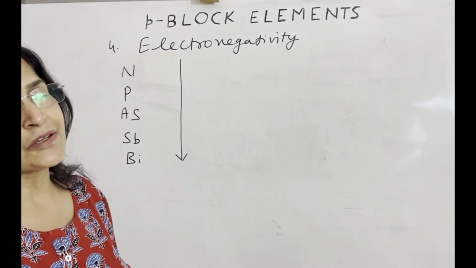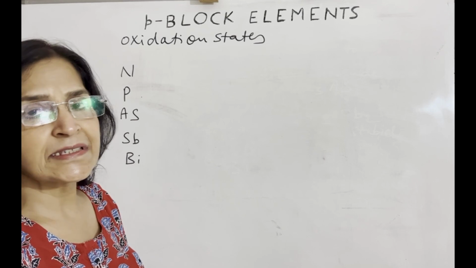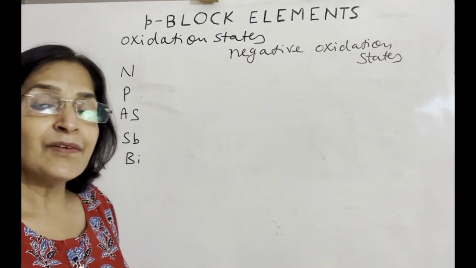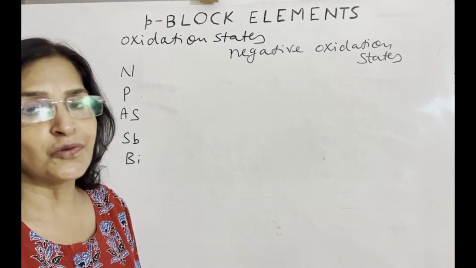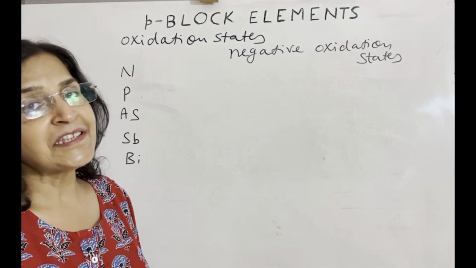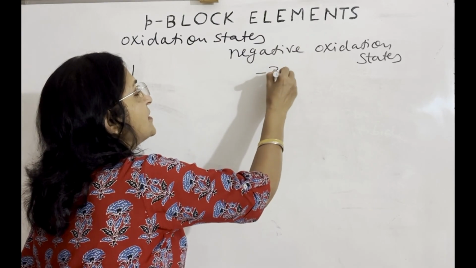Now we will discuss oxidation states. First we will discuss negative oxidation states. These elements have 5 electrons in their outermost shell. They need 3 electrons more to complete the octet. Therefore, these elements show -3 oxidation state.